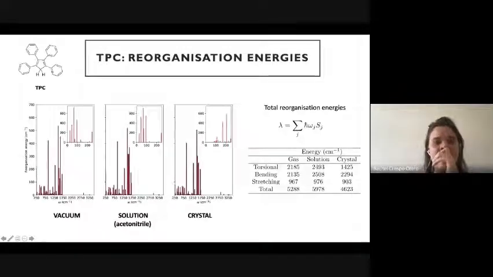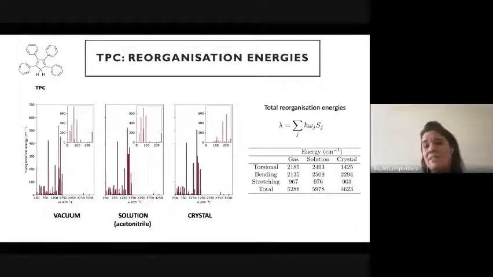Now, when we look at the structures and try to analyze how much the vibrations will contribute to the reorganization energies, you can see that if you analyze the differences between vacuum and crystal, and I'm not going to analyze the solution because it's a little bit in between. When you move from the vacuum to the crystal, you can see a decrease in the contribution of the torsional modes to the reorganization energy. Essentially, when you move to the solid state, the system is more rigid. So that is something you could expect.